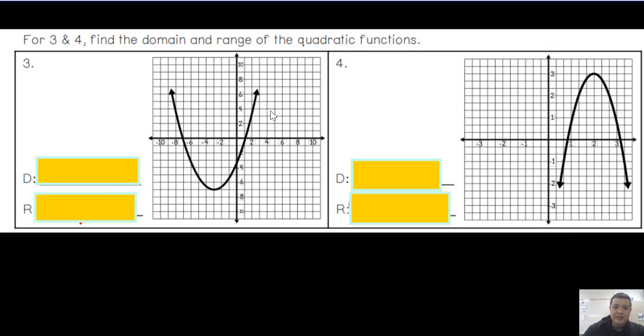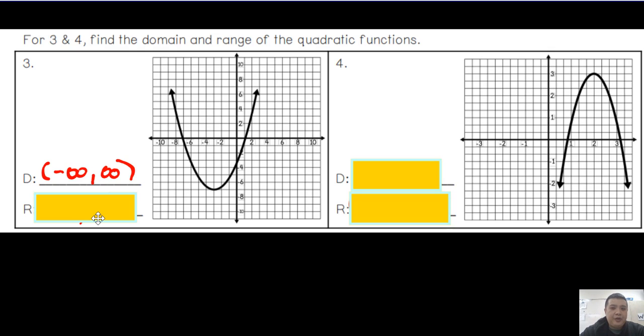We have these arrows here. Okay, pay attention to those arrows. So that means this goes all the way up, all the way up. And this one also goes all the way to the right, and this one goes all the way to the left. So when we have that going on, the domain is all real numbers, negative infinity to infinity.